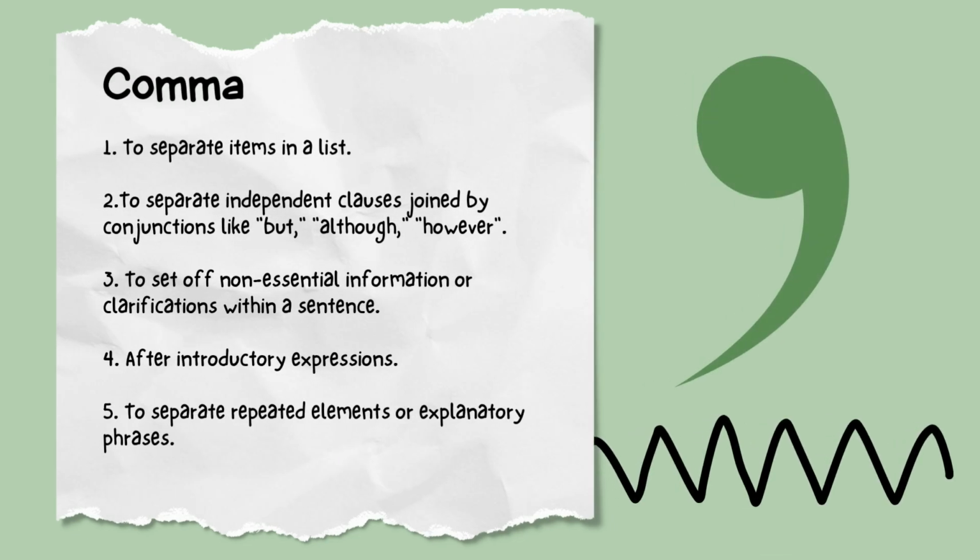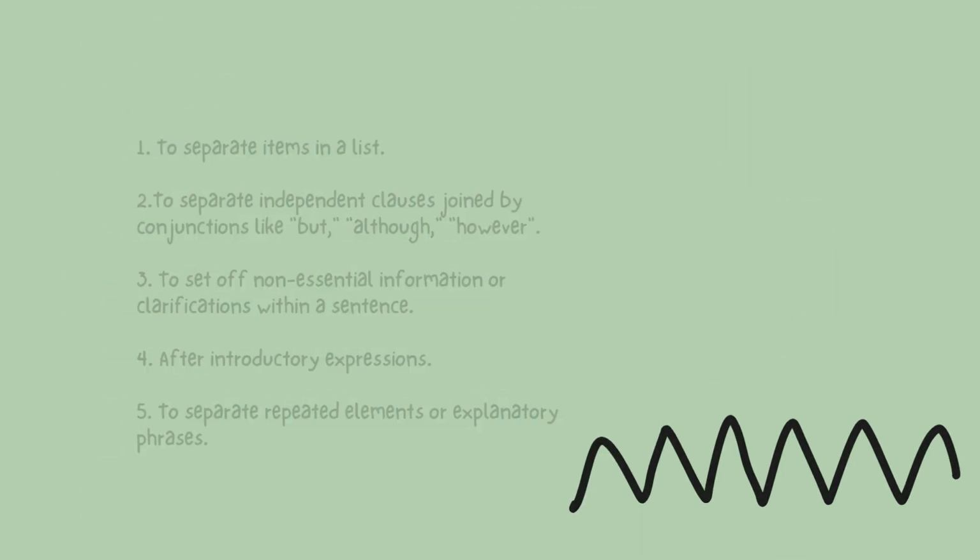Comma. To separate items in a list. To separate independent clauses joined by conjunctions like but, although, however. To set off non-essential information or classifications within a sentence. After introductory expressions and to separate repeated elements or explanatory phrases.